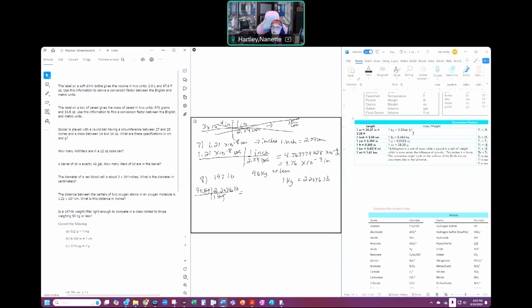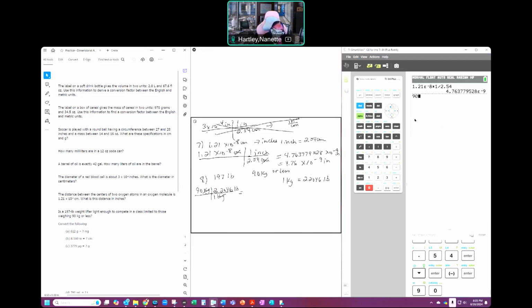And so I take my happy calculator, 90 times 2.2046, and I enter that. And I get 198.414 lb. Now, there are a couple of things I need to consider. Do I really need to compare the right number of sig figs? No. He's underneath that, so he can compete in this category because he's less than 198.